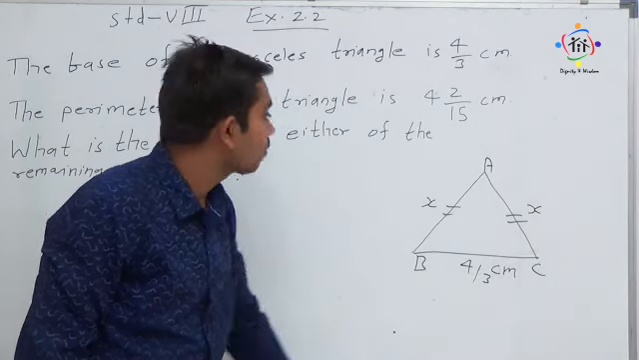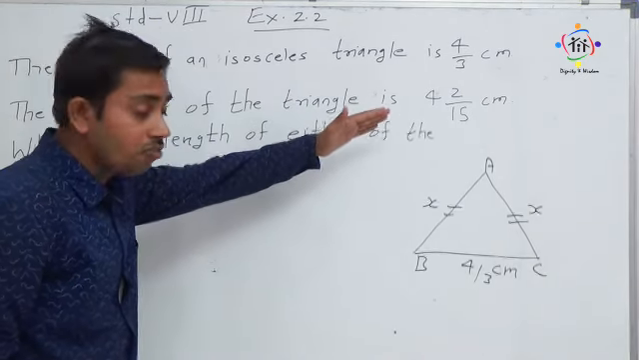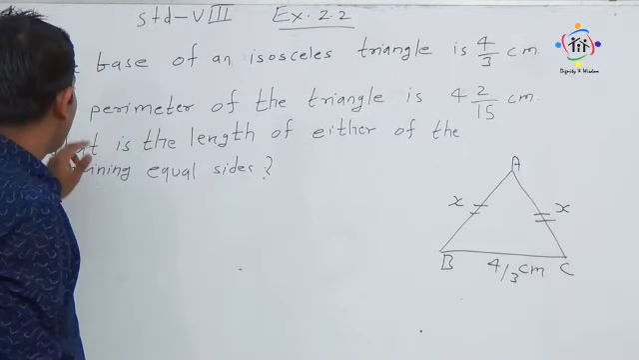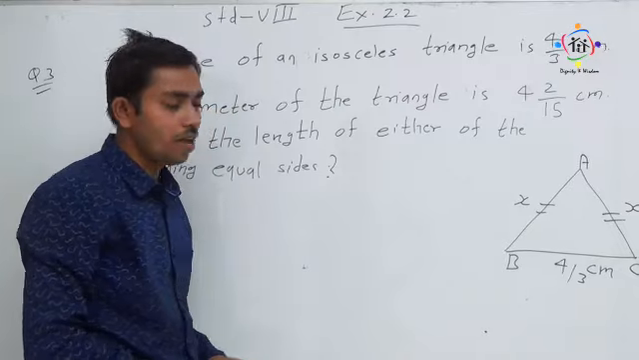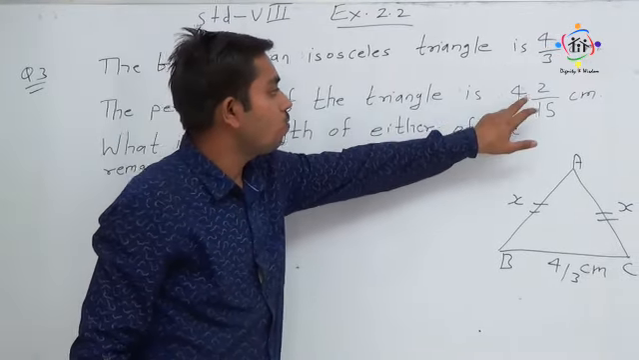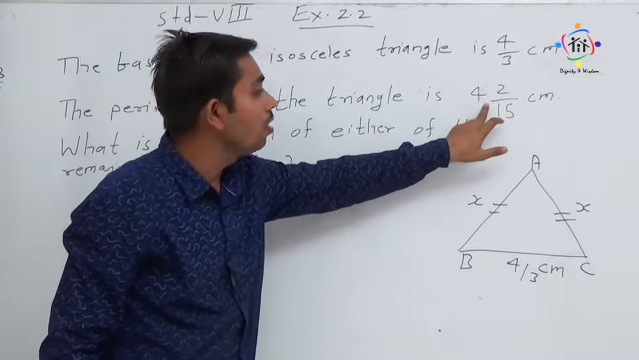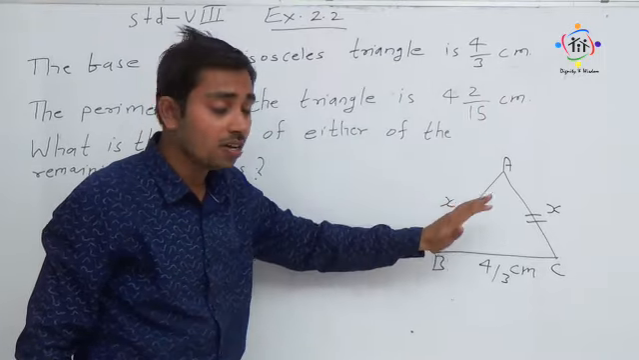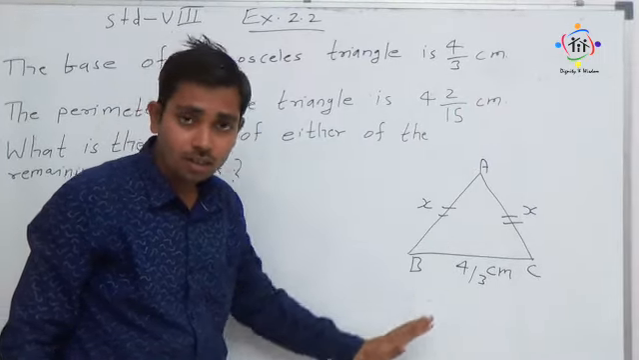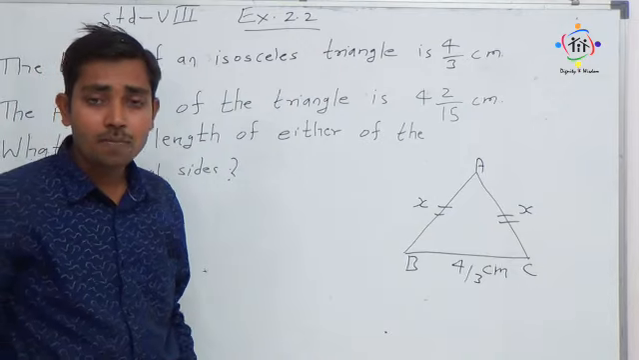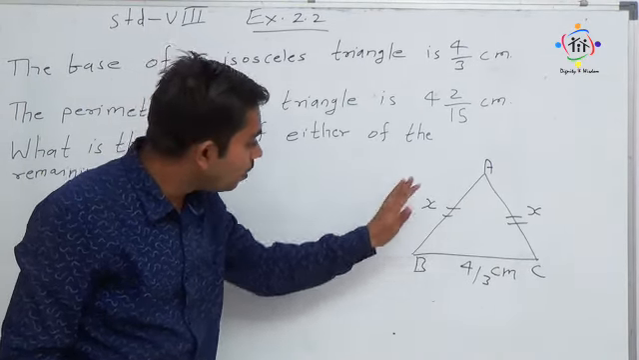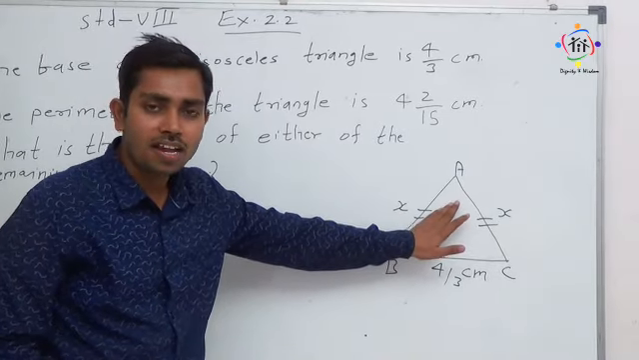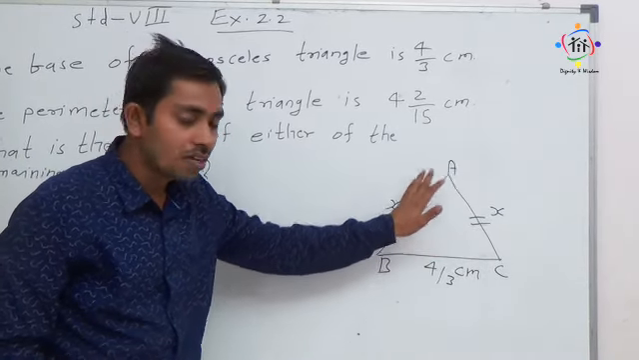Now further, my dear students, let us try to understand the question. The perimeter of the triangle is 4 2 by 15. This is a mixed fraction, and this is the given perimeter of the triangle. As we have discussed, the sum of all sides of this triangle is called the perimeter of this triangle.